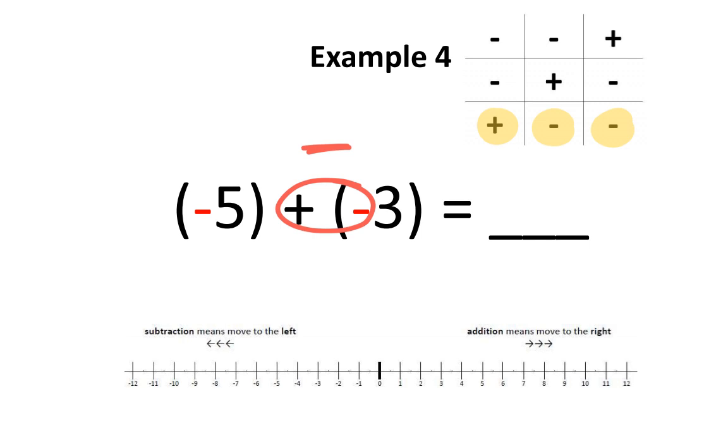So using a number line, I'm going to start at -5, and I'm going to move 3 spaces to the left, which means I'm going to end up at -8. Therefore, -5 subtract 3 gives you -8.